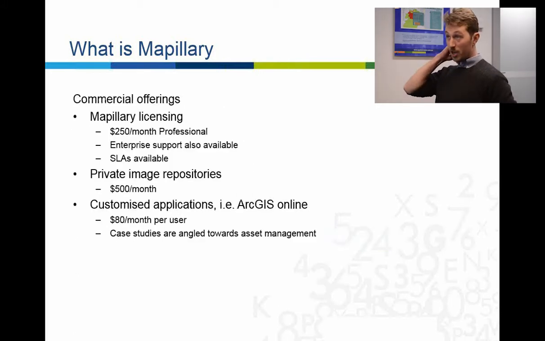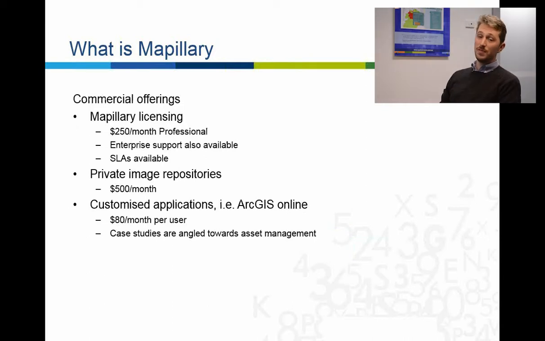So in terms of commercial offerings, Mapillary licensing starts at about $250 a month. Those professional licenses, obviously it's free for the public to join, but they can't be used for commercial purposes. If you need private image repositories to keep your images safe, they start at $500 a month. And of course there are customized applications as well. But we'll talk about some of the customized applications that you can build later.